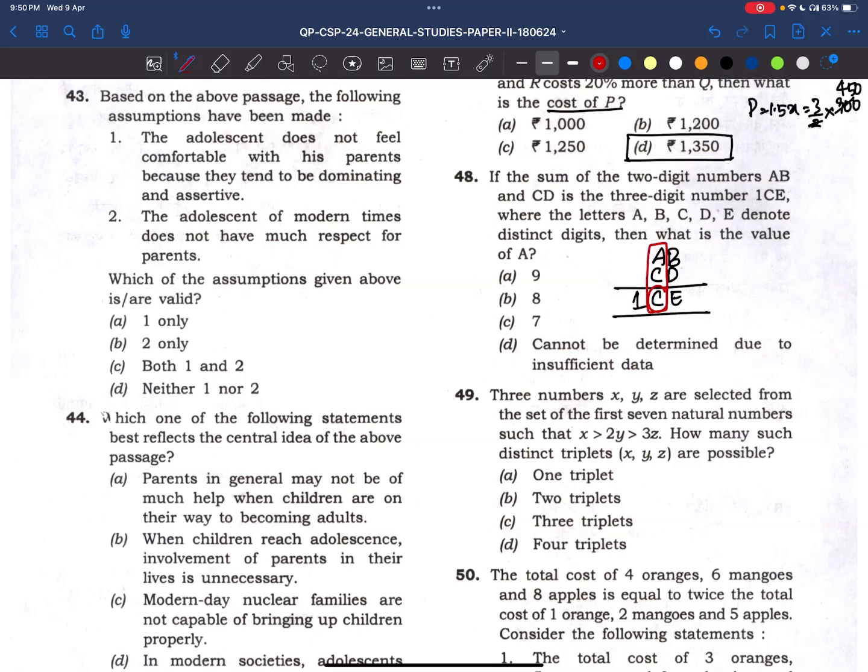Right? That means either A should be 0 or A should be 9. If A is 9, from here, one carry should come. Then it will become 10, right? So, if this is 9, it will become 10. 10 plus C will be C. And C, already we have that 1 here. So, the value of A will be what? 9.